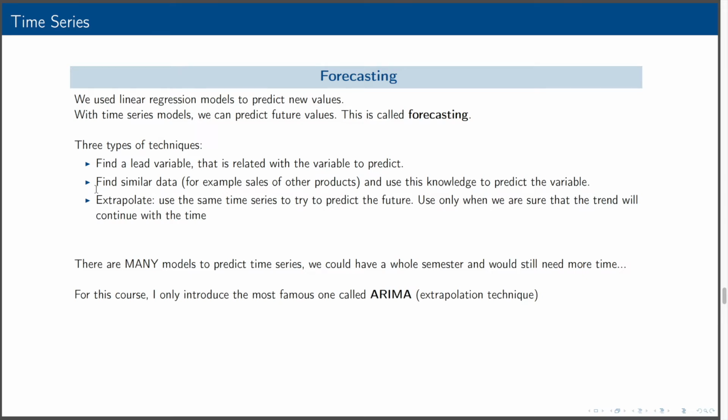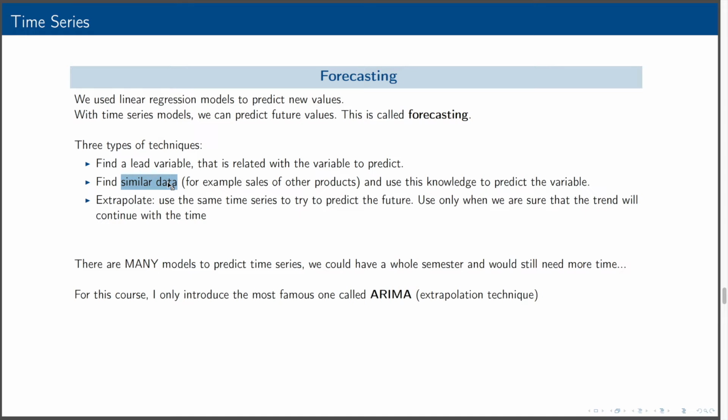A second technique is to find similar data, for example, from other products if you're trying to predict sales, and use this knowledge to predict the variable. In the case of the weather, it would be like taking the temperatures from the year before and how they evolved through time in the last 50 years. So that could probably be similar data.